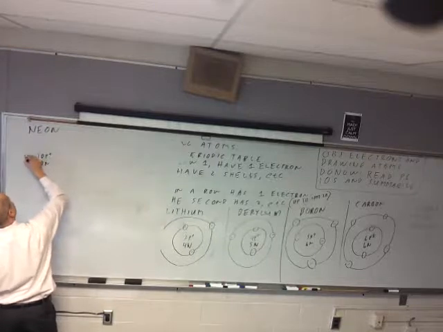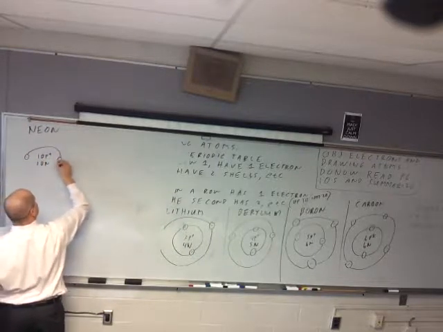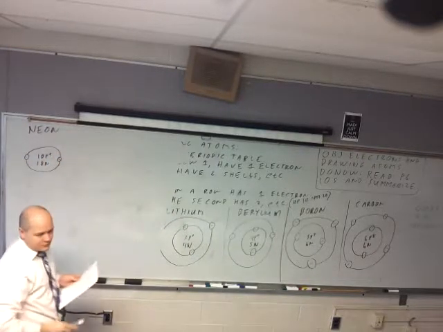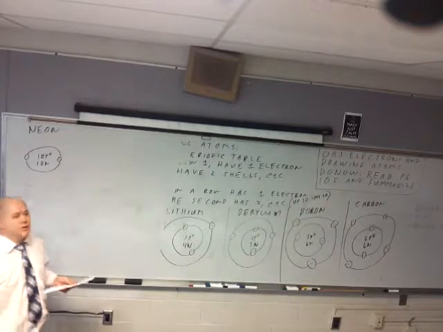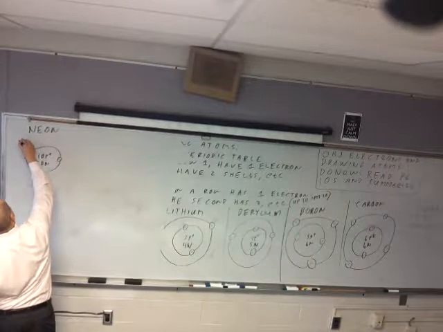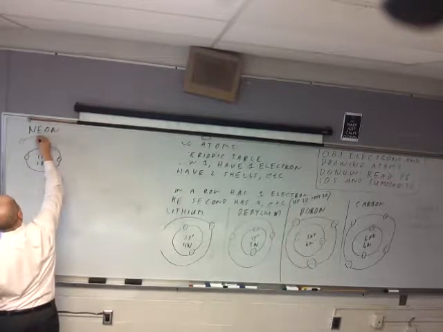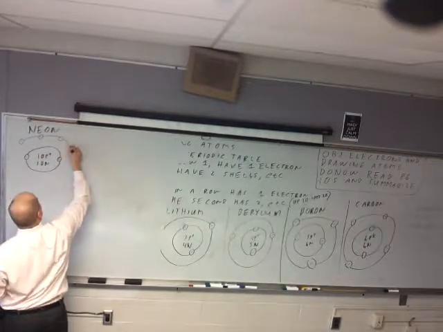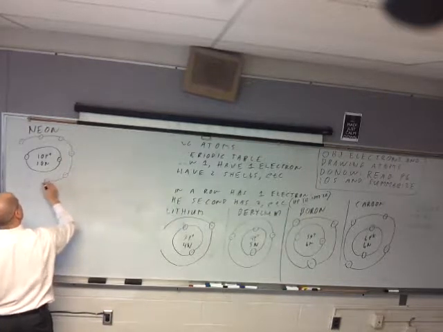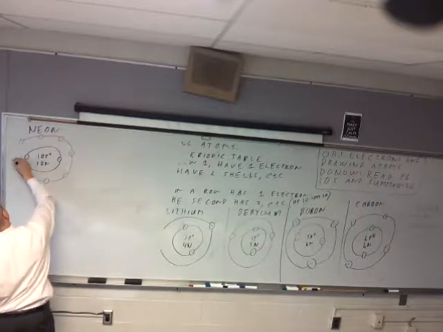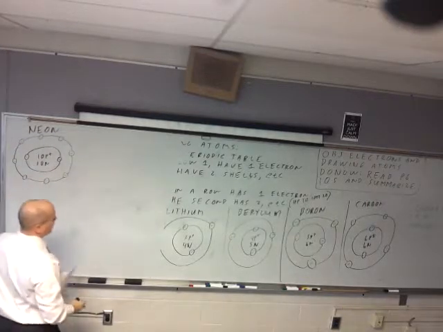Okay, first shell gets 2. We know that. Nothing changes there. How many in the second shell? 8. Yeah, you just count across the row. 1, 2, 3, 4, 5, 6, 7, 8. It's the 8th one. It gets 8 in the second shell. This doesn't have to be perfect. Just space them out. There we go.